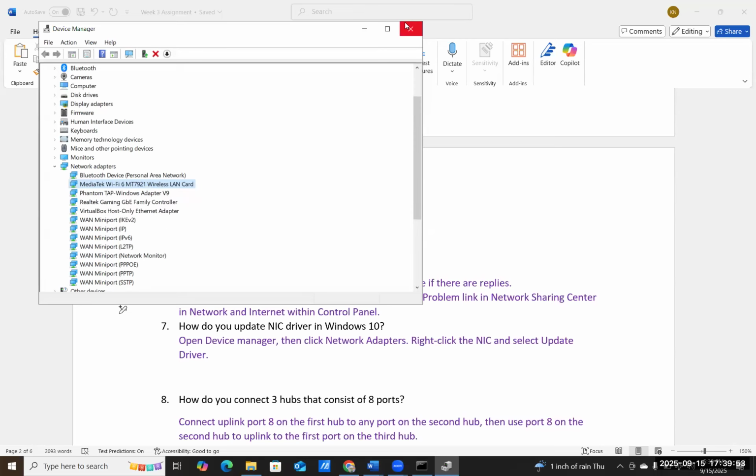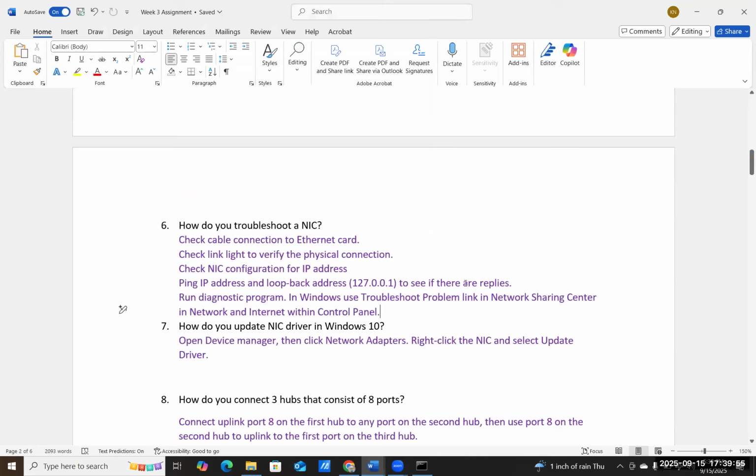Now, I'm going to tell you that Windows is going to try to give you the Windows Microsoft built driver, right? If you search for the driver, it basically pulls the driver that Microsoft's OS came with.